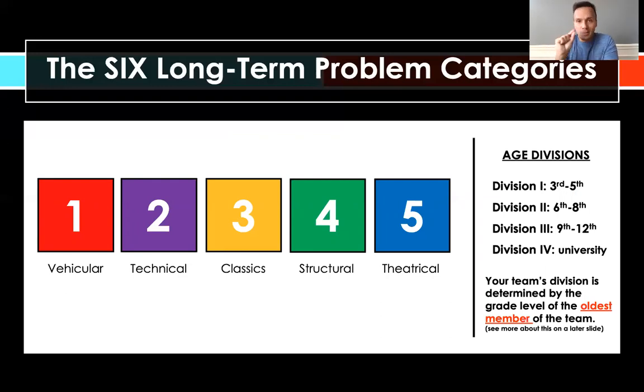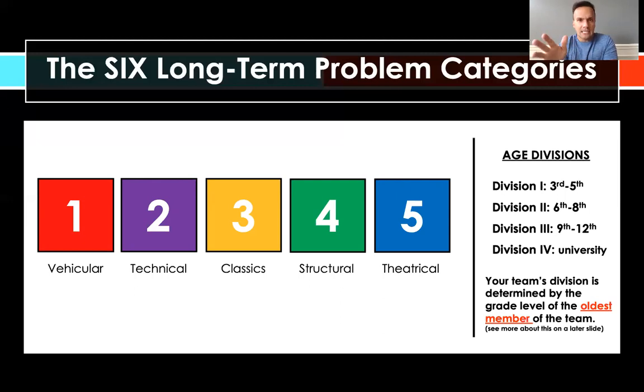And the thing is, here's the important note, your team's division is determined by the grade level of your oldest team member, right? So say, for example, you're a team of all 4th graders. You would be competing in Division 1. If you were a team of mostly 4th graders, but one student who's in 8th grade, that team would be competing in Division 2 because it's based on the oldest team member's age, right? So just keep that in mind.